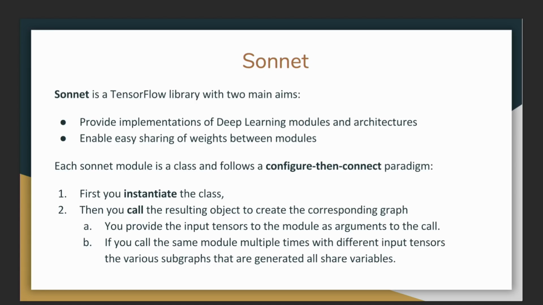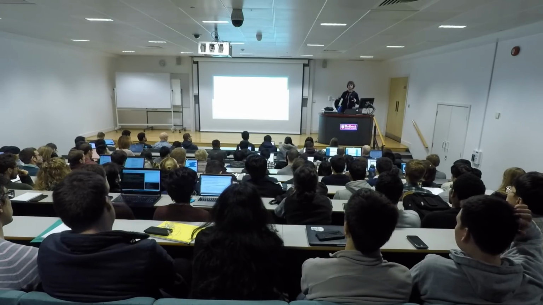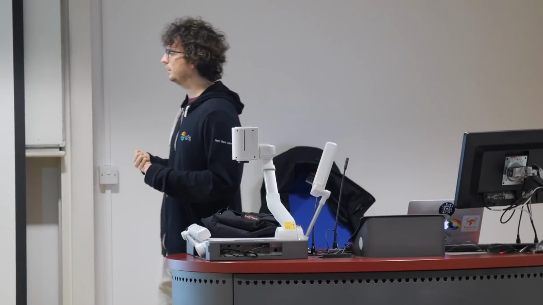There are a lot of situations where you want to reuse the same weights in multiple places. And this can be a bit tricky if you don't have a library that does this for you, because you need to construct the same graph in two places but reusing the same variables, and it can be a bit boilerplatey. So Sonnet gives you this out of the box by embracing this configure and connect paradigm, which is also what I had used in this simple example.